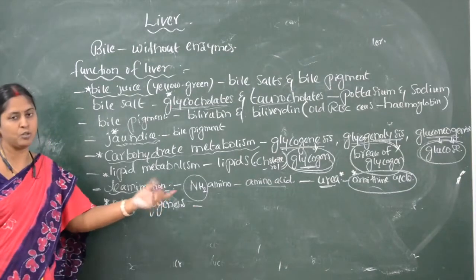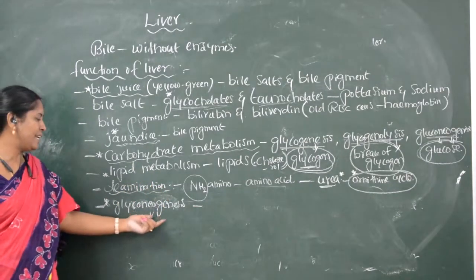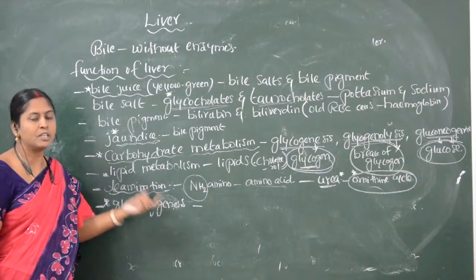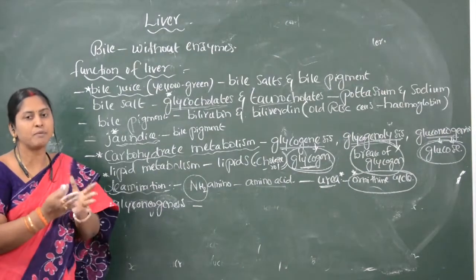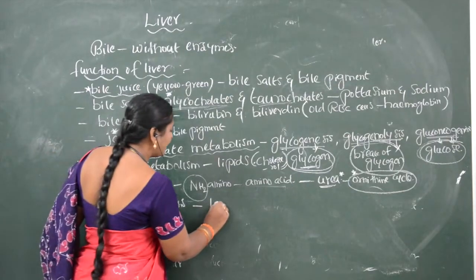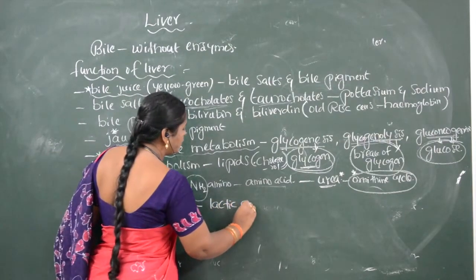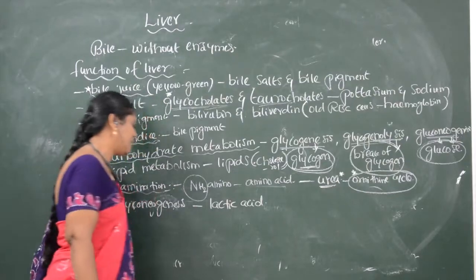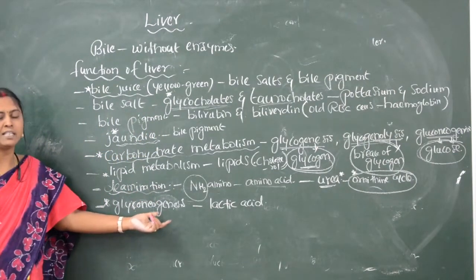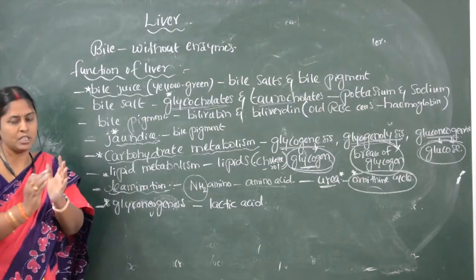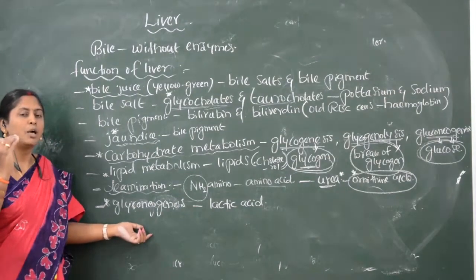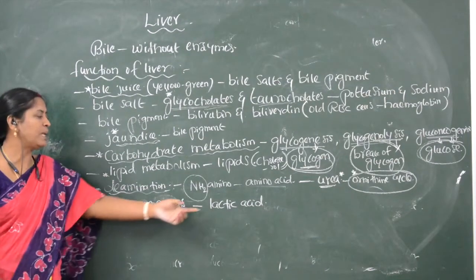Production of glycogen. Genesis means synthesizing. Glycogen is synthesized. So how is glycogen produced, and from where? Glycogen is produced from lactic acid. Very important, children. Another function of the liver is glycogenesis. What is meant by glycogenesis? Glycogenesis is producing glycogen from lactic acid.